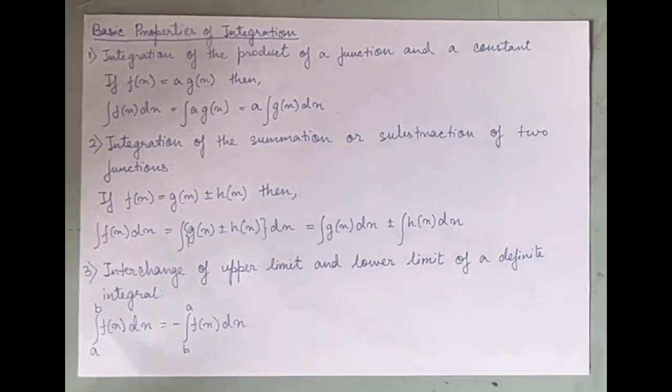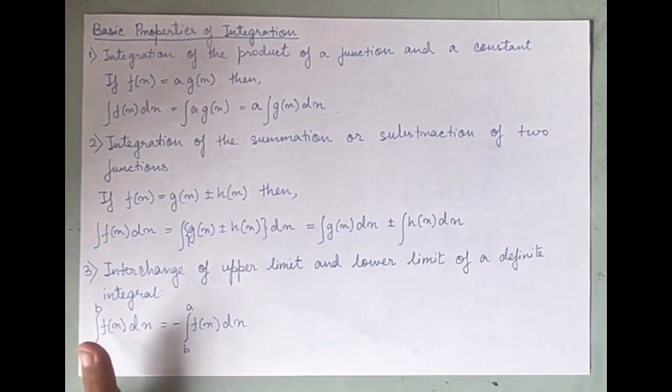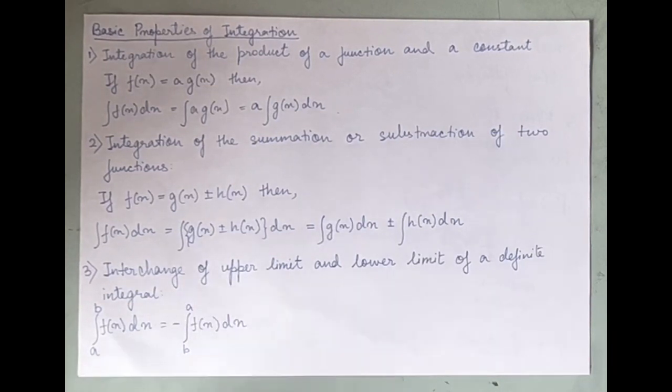I would explain it with an example. The third and fourth properties are applicable in the case of definite integrals only. Here it says that the integration of f(x) dx from limit a to b is the same as the negative of the integration of f(x) dx from b to a.